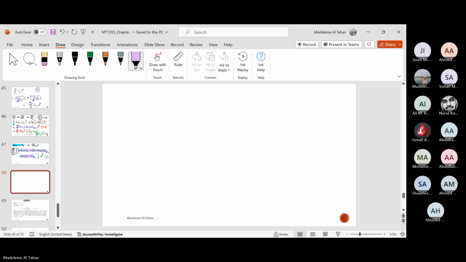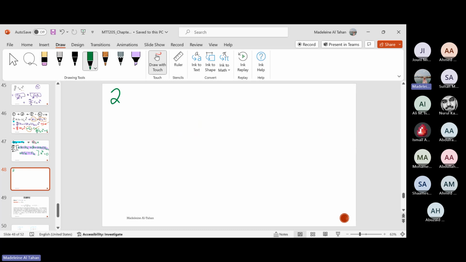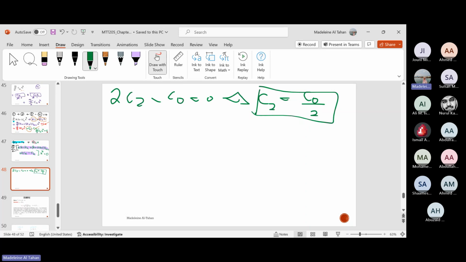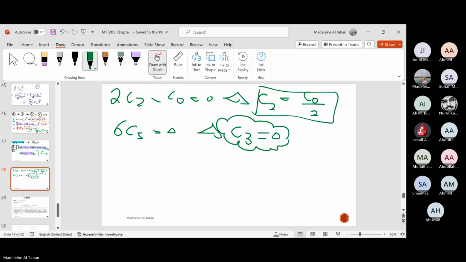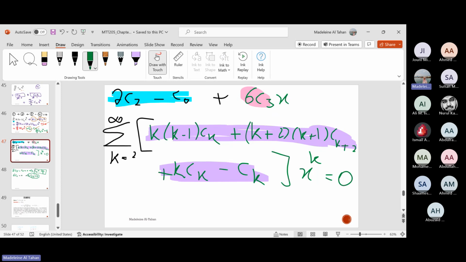Okay. So from the first one, we will get 2C2 minus C0 equals 0. What can we deduce? We write the large in terms of the small. And from the second one, we'll get 6C3 equals 0. It means that C3 is equal to 0. Now this recurrence relation, we will copy it again. This one that is here.